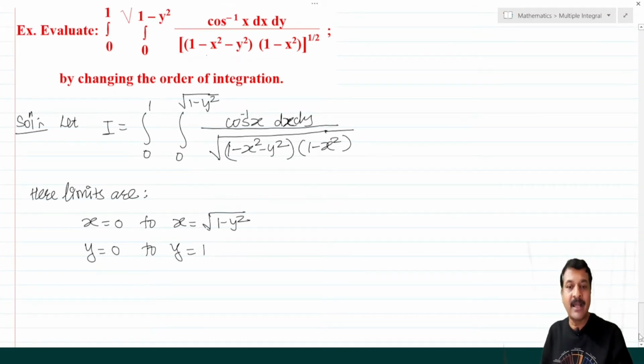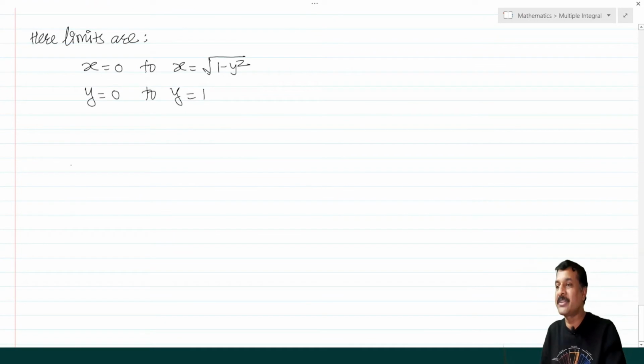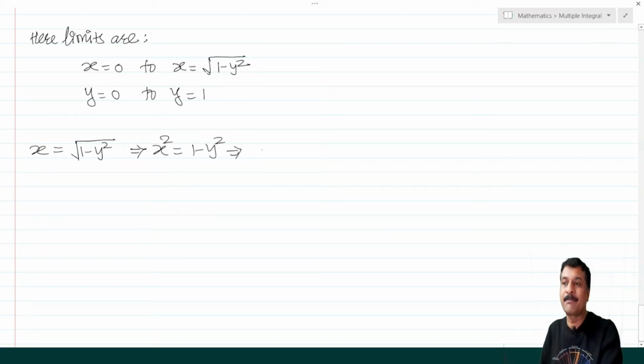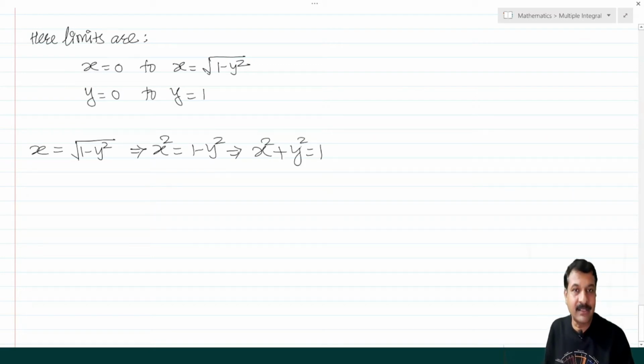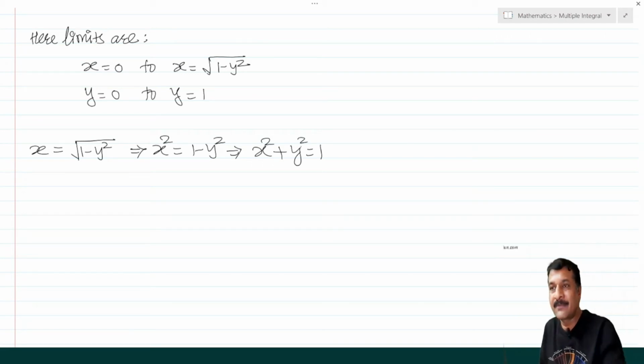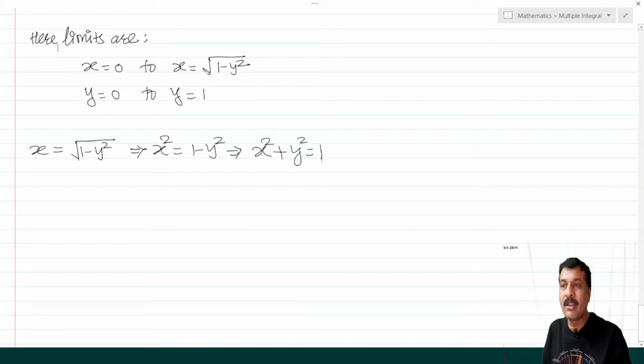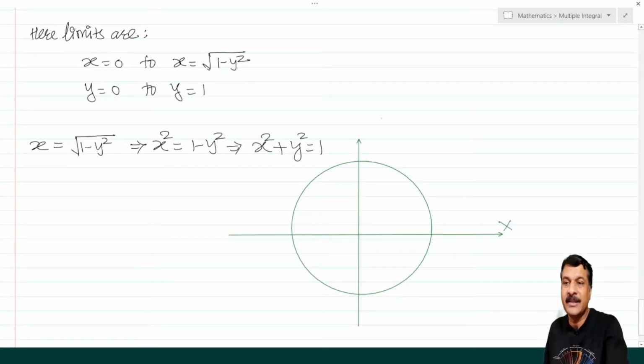Simplify this and try to find the region of integration. So x equal to under root of 1 minus y square. This implies that x square equal to 1 minus y square, and this implies that x square plus y square equal to 1. So I am getting one circle having center at 0, 0 and radius 1. So draw it and find the region of integration by all limits. Here is the region of integration: x axis, y axis, and here is the circle x square plus y square equal to 1, center at 0, 0, radius 1.